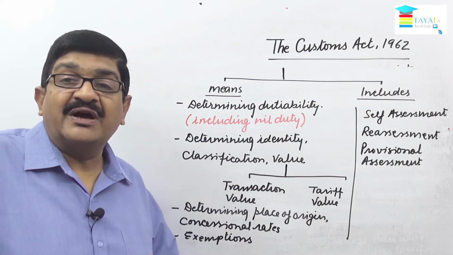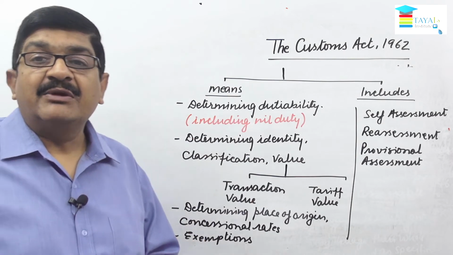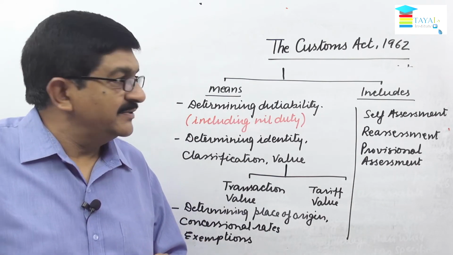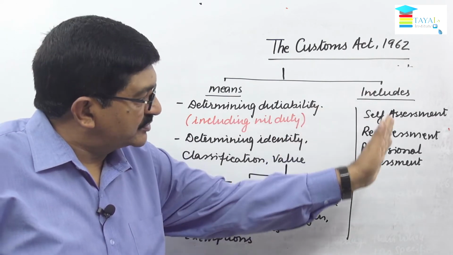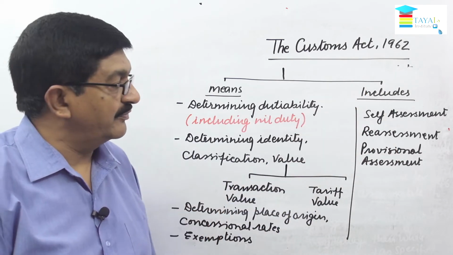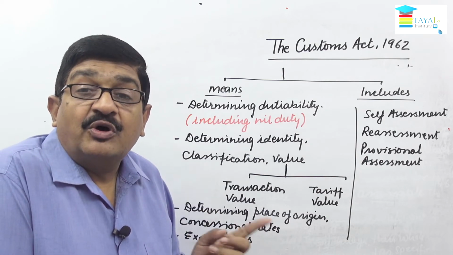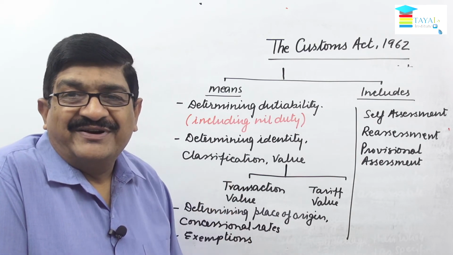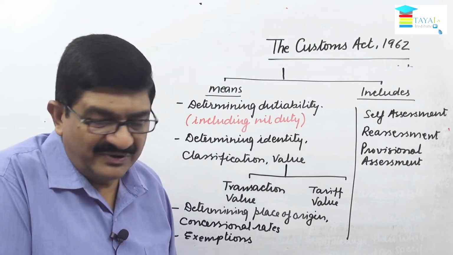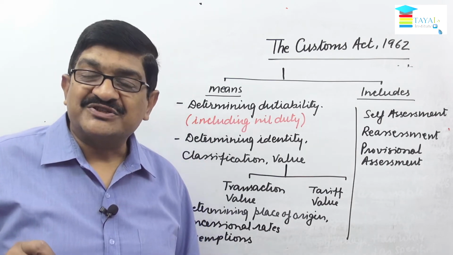Then exemptions available. So, when everything is known, only then the correct amount of duty can be quantified, right? And that includes self-assessment, reassessment. Self-assessment by the importer-exporter, reassessment is by the officer, provisional assessment is again either requested by importer-exporter or ordered by the officer under section 18. Okay, so this is about what is called assessment.